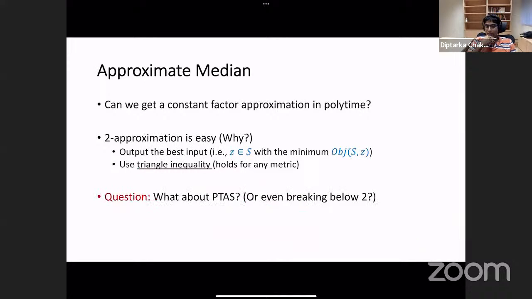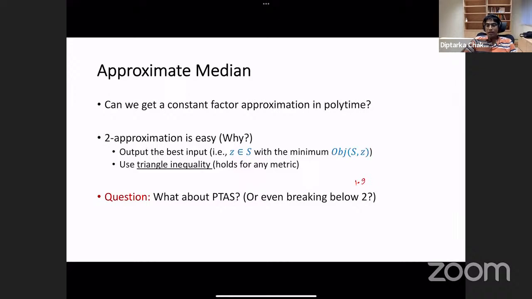So now the question is, for the edit metric, can we prove something better? What about even breaking below 2? Can we get something like 1.9? Can I get a 1.9 approximation when the underlying metric is edit distance? So this is the question we want to solve from now on.